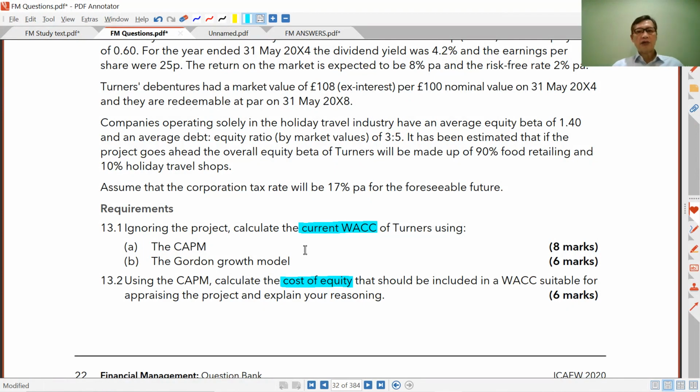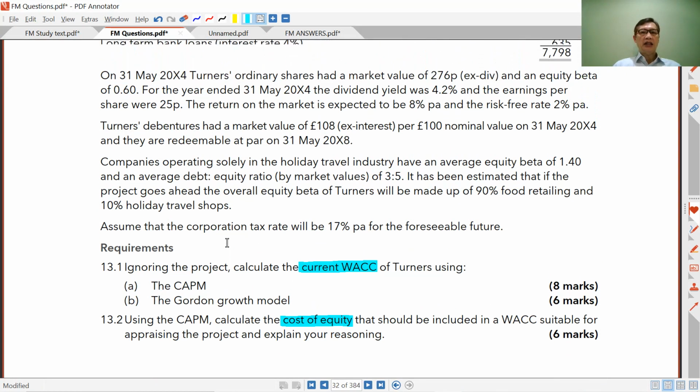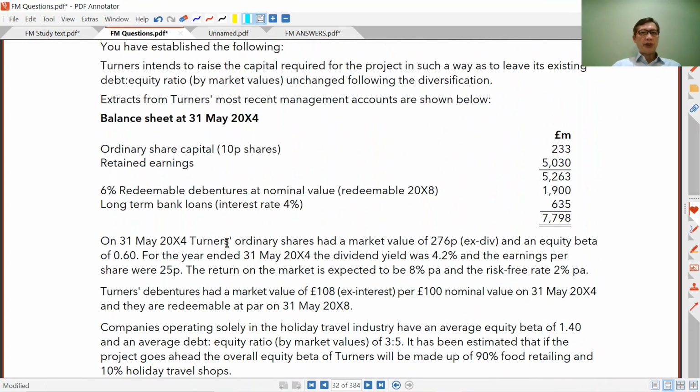So let's start with requirement 13.1. You're asked to calculate the current cost of capital here. And for the cost of equity, you have two methods here, part A and part B. The first thing you should be looking at is how much capital there is here. Equity, of course, you will have, and of course, it has to be market value. And then for the debt, you have two debts here. One is a debenture, and the other one is a bank loan.